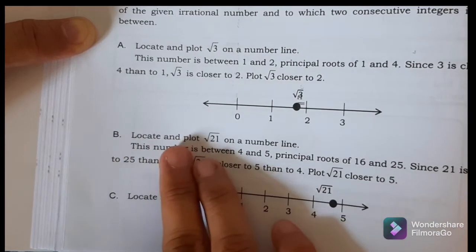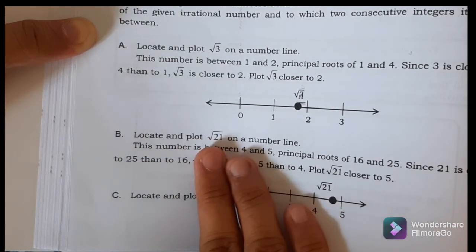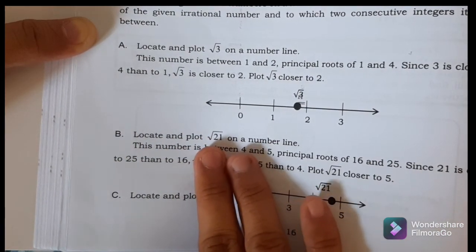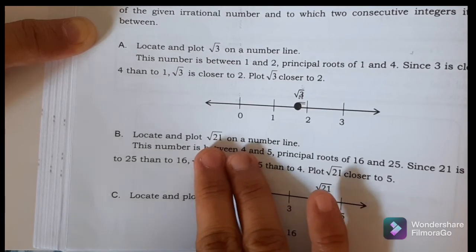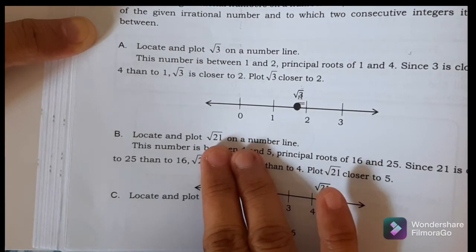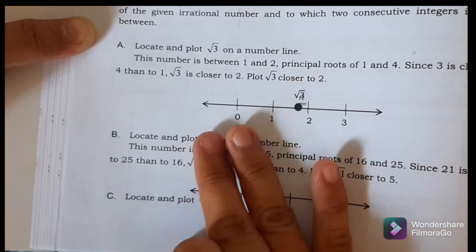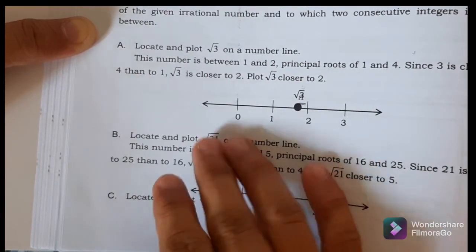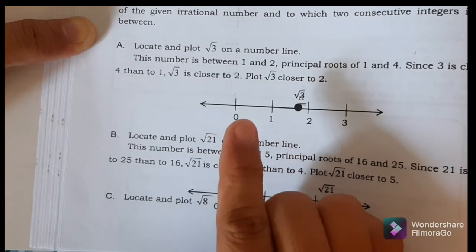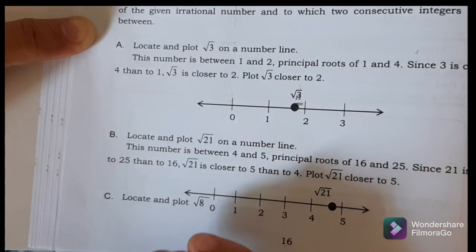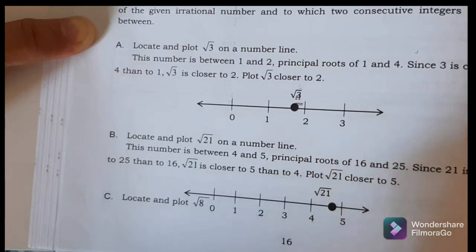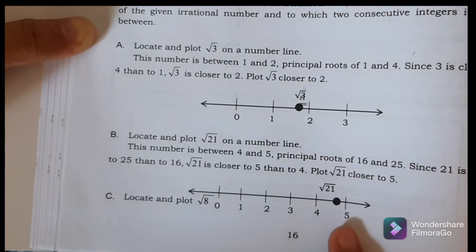What about square root of 21? O, ulitin natin. Step 1, hanapin muna natin yung mga integers that is between square root of 21. Perfect squares between 21. So, 1 squared is 1, 2 squared is 4, 3 squared is 9, 4 squared is 16, 5 squared is 25. Okay, we have there 4 squared and 5 squared. So, therefore, square root of 21 is between two integers, which is 4 and 5.